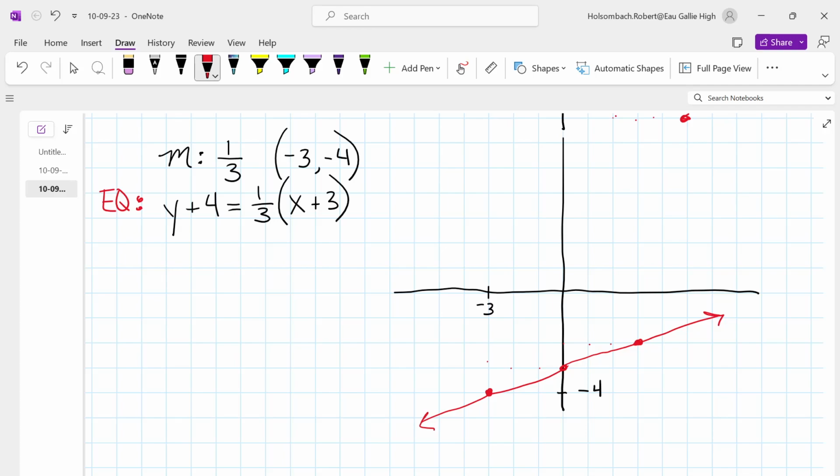All right, so any questions on writing either of those types of equations? All right, your practice today then is going to be on page 202, 13 through 24.